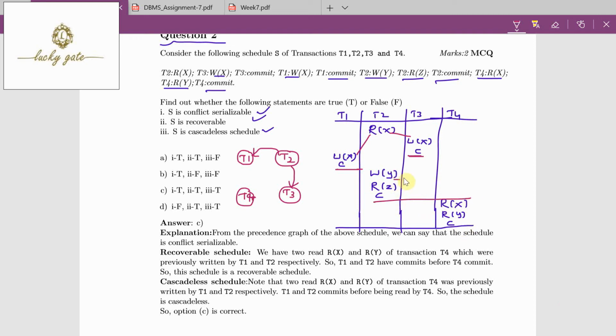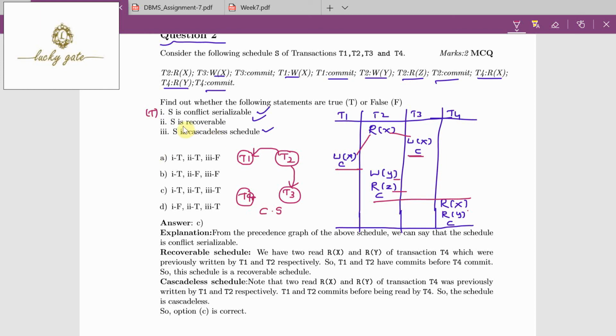So this write Y also no longer conflicts. Similarly read Z, read X, read Y, no conflicts at all. So the precedence graph does not have any cycles, and because there are no cycles, the schedule is conflict serializable. So the first statement is a true statement.